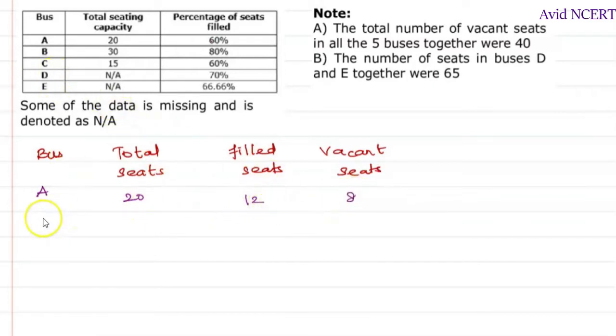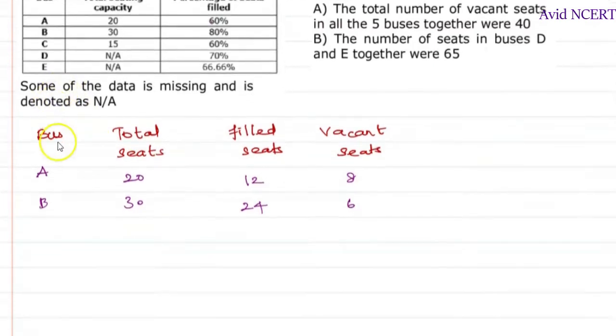Now for bus B, which is 30. Out of this 30, 80% is filled, which is 8 times 3 is 24. This percentage value can be done by any method. You can follow whichever method is easy for you. And the vacant seats is 30 minus 24, which is 6.